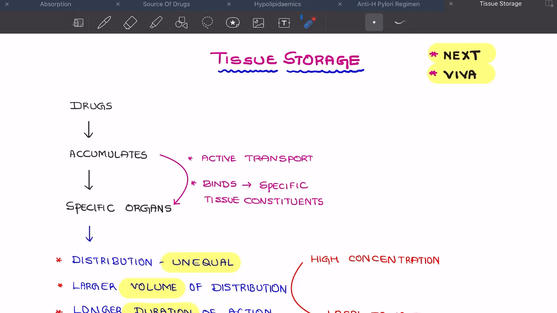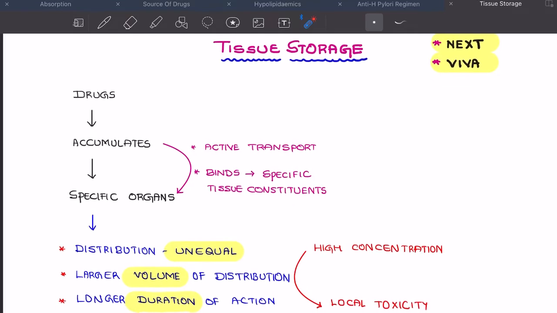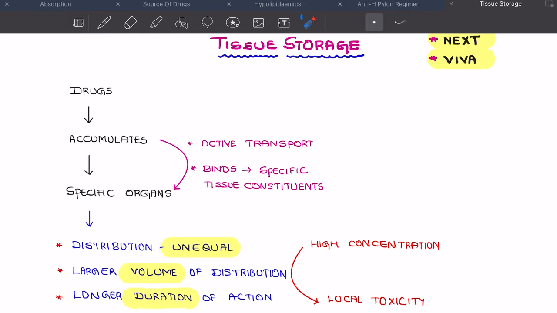So here you can see that when a drug is administered, it gets accumulated. Few of the drugs get accumulated inside specific organs. How? It gets accumulated through active transport or by binding to specific tissue constituents, and thereby it gets stored inside the specific organs.